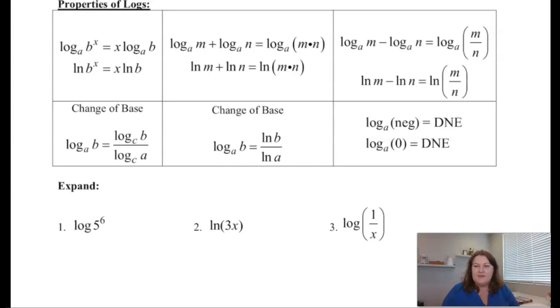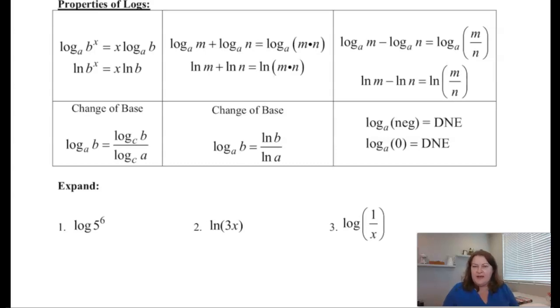Right, so the next part is just practicing some of the properties of logs. This is a way to get logs to look different than what they do when you first look at them. So if they look super complicated, there might be a property of logs that helps to make them look a little bit simpler. So in the first ones, we're going to talk about some of the expansion properties.